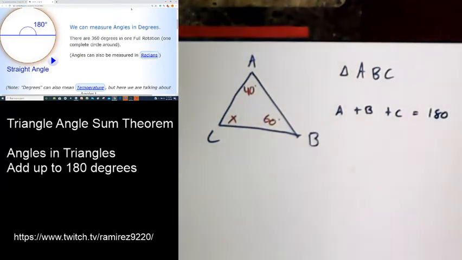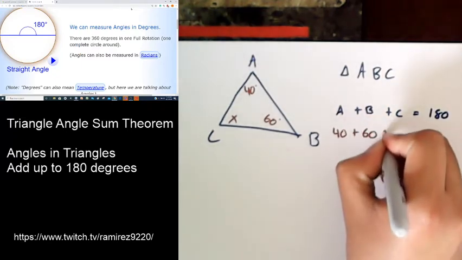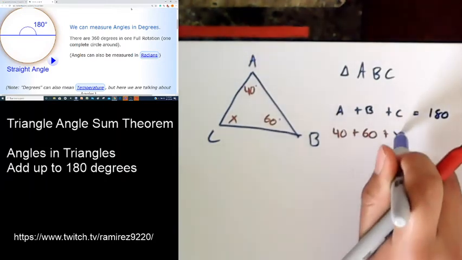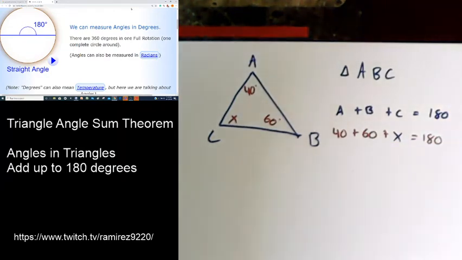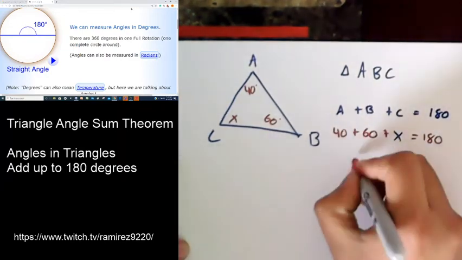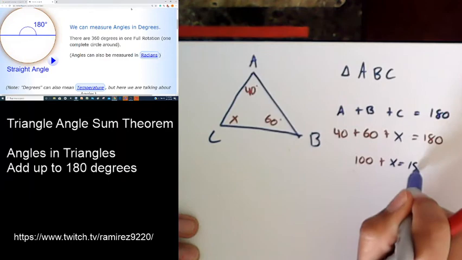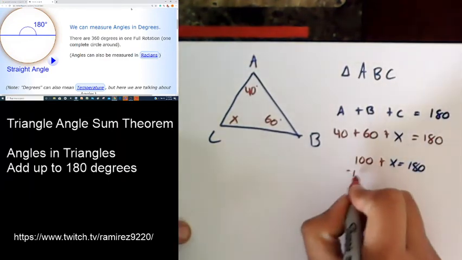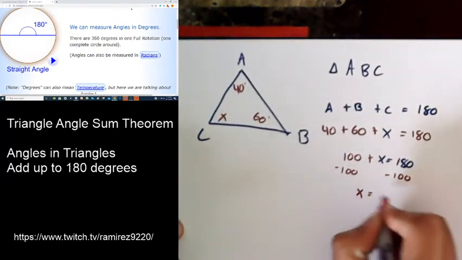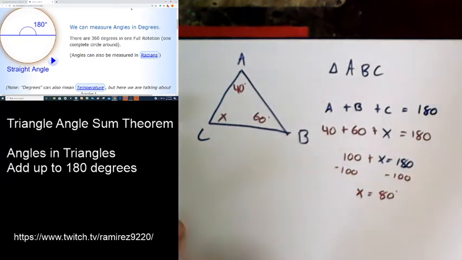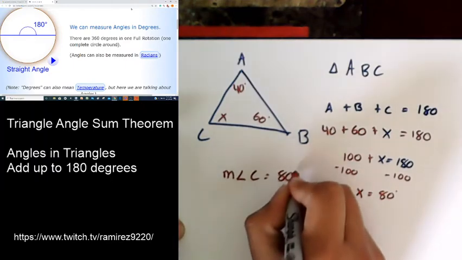But I already know that A is 40. I already know that B is 60. I don't know what C is still. I'm calling it X for now. But again, it is equal to 180. So all we do is simply solve for X. We combine our like terms and we solve it using the basic algebra stuff that we've done in the past. So we know that X must be 80 degrees. So I know that angle C, the measure of angle C, must be 80 degrees.